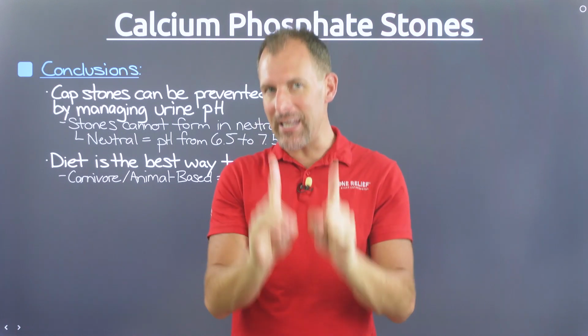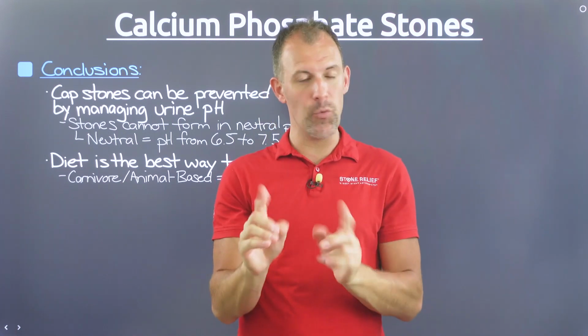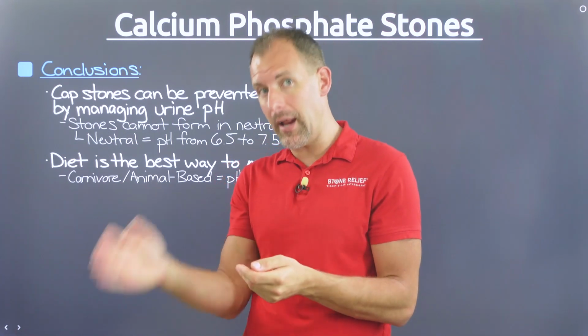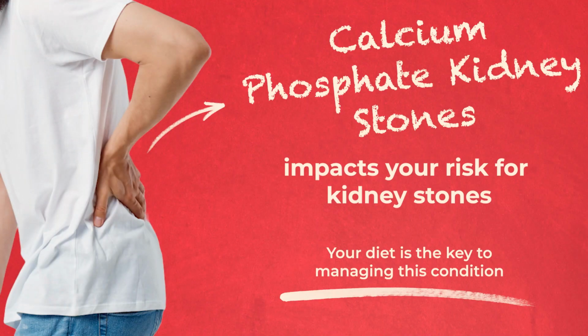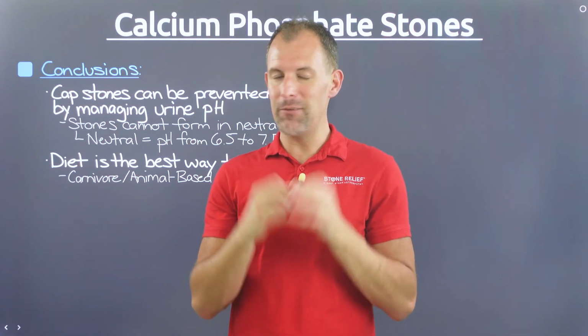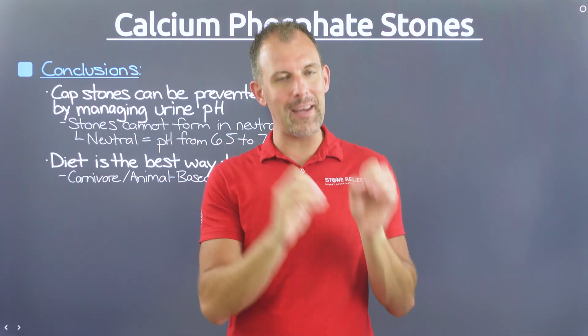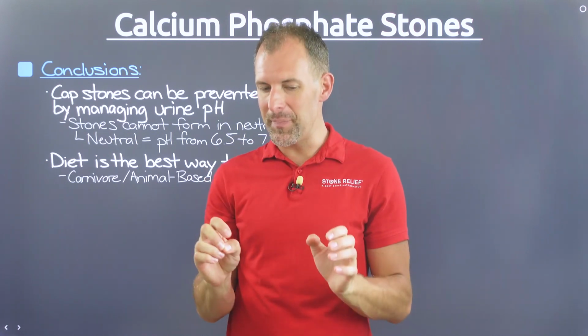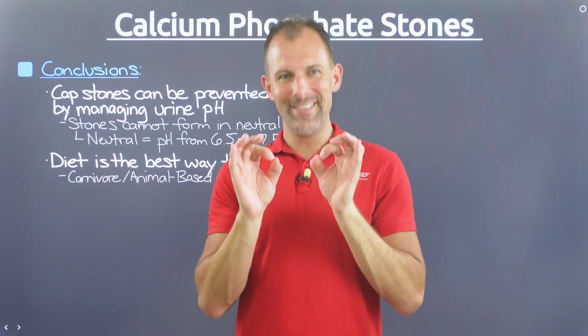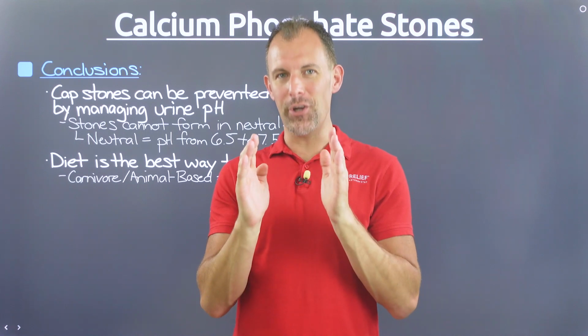So if you can eat the way that we are meant to eat, which is a carnivore or an animal-based diet, you're neutralizing your urine. And when you neutralize your urine, you prevent things like calcium phosphate kidney stones. It really is that simple, guys. I know that making dietary changes can be cumbersome, but you can do it. Take the steps to put it in place, and you can completely control the outcome when it comes to your kidney stones.